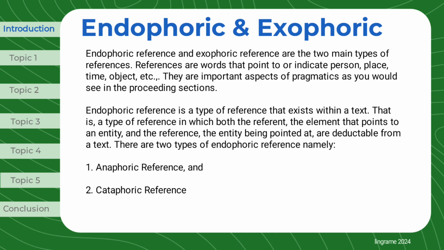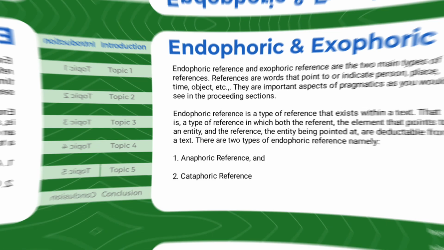Endophoric reference is a type of reference that exists within a text. That is, a type of reference in which both the referent, the element that points to an entity, and the reference, the entity being pointed at, are deductible from a text. There are two types of endophoric reference, namely, anaphoric reference and cataphoric reference.